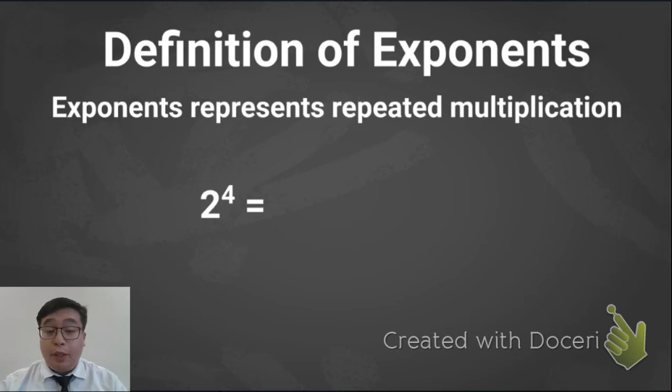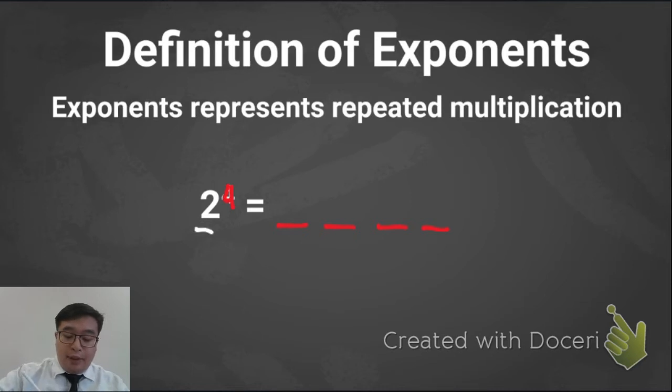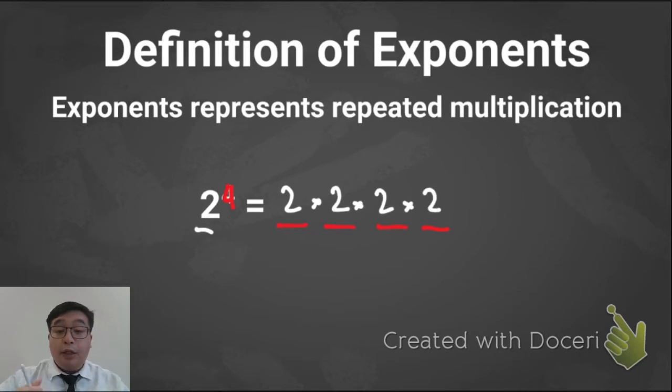So for example, if we have 2 to the 4th power, this exponent of 4 tells me that I have 4 terms being multiplied together. And having a base of 2 tells me that everything being multiplied are all of these 2's. So 2 to the 4th power is going to be 2 times 2 times 2 times 2. Using this definition can help us multiply and divide exponents.